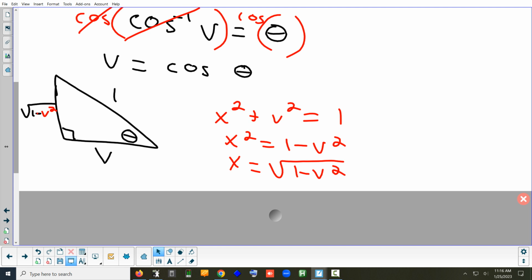Is that the final answer for that? You can't simplify that, even though it's squared. Nope. Because that's a subtraction under a root. Multiplication you could, but not subtraction.